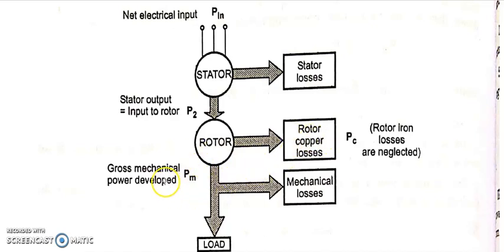Again, we know that not the whole gross mechanical power is utilized to supply the load. Some amount of the mechanical power is utilized in supplying the mechanical losses, and mechanical losses are the bearing as well as windage losses. You can call them friction losses also. So PM minus mechanical losses will give you the load, the shaft mechanical power or net mechanical power developed at the load. So this is how the power flow diagram is.